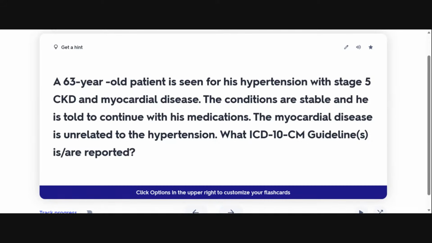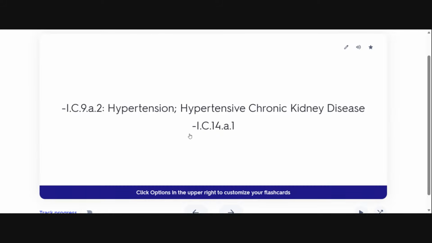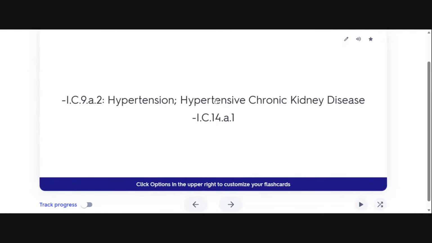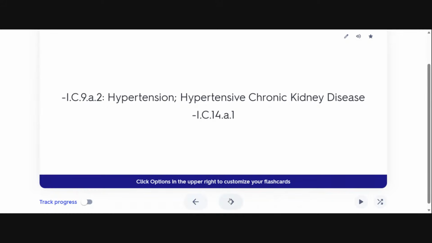All right, you guys are on fire with determining these guidelines tonight. My goodness. So, yes, we are going to be using I.C.9.A.2, hypertension, hypertensive chronic kidney disease, and then we are going to be using a chart specifically that you can find in I.C.14.A.1. And I think we're using another one. But yes, definitely I.C.9.A.2. And I see a lot of people putting I.C.9.A.3 and I.C.9.A.1 as well. So yes, I think you can find them both in there. So great job.